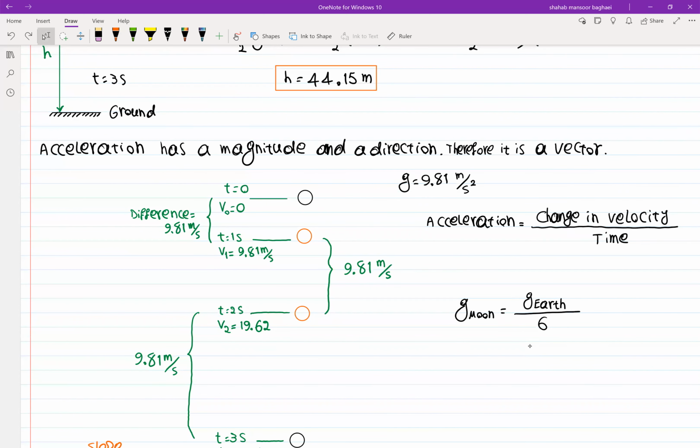You can have this kind of discussion for every planet, depending upon the G value. You can figure out the time of falling.